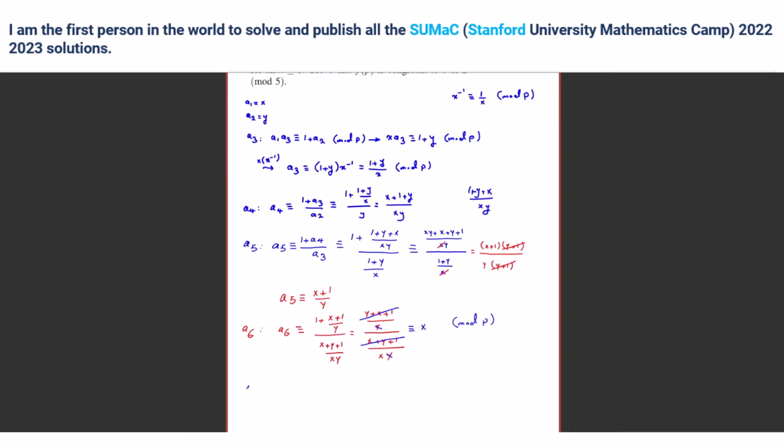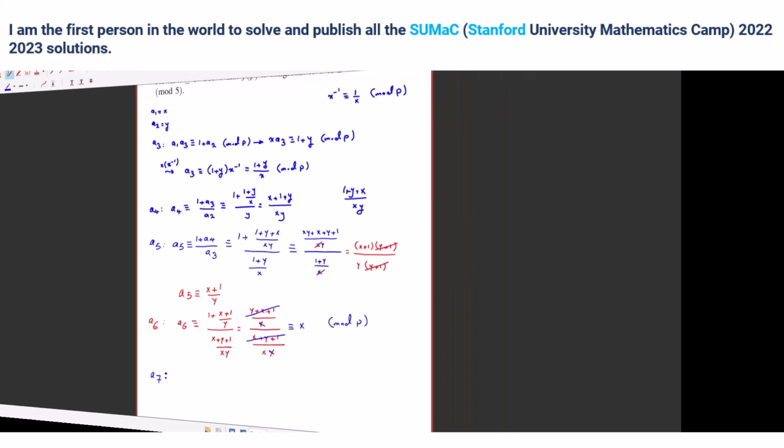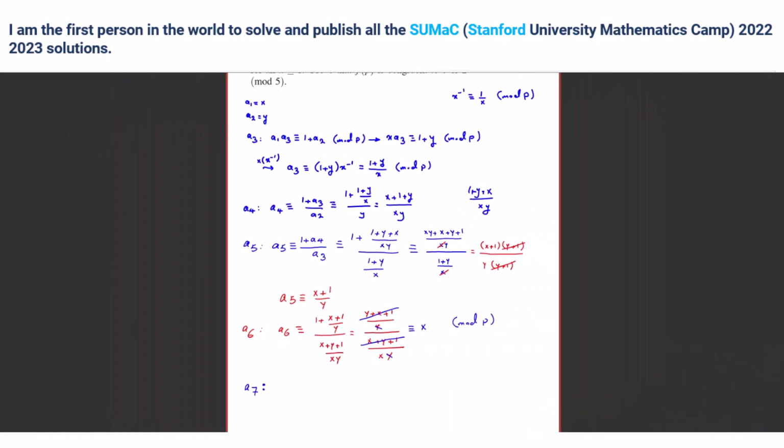A7 is the last term that we should find. Calculate A7. So just y. It's y, right? Exactly. Because A7 is congruent to 1 plus x over A5, x plus 1 over y. If you simplify, it is y.